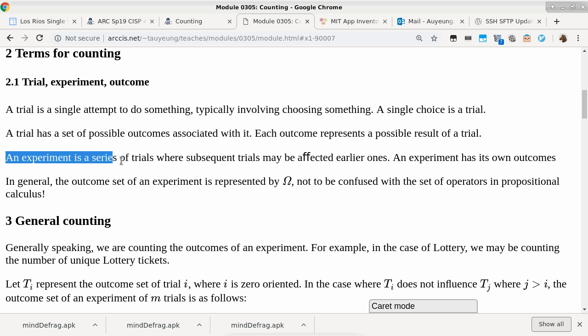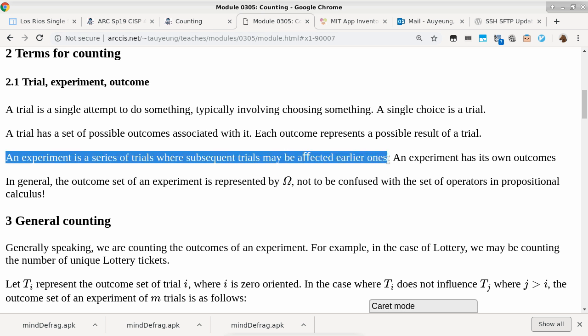Now we talk about experiments. An experiment is a series of trials where subsequent trials may be affected by earlier ones. Some experiments can be done with replacement, and some without replacement. If you think about a lottery, where you pick a number out of a basket, that number is never put back into the basket for the next trial. That is without replacement.